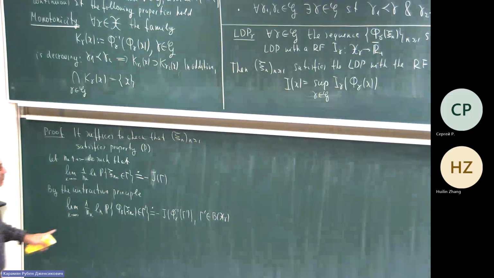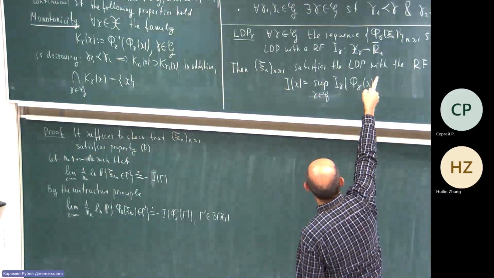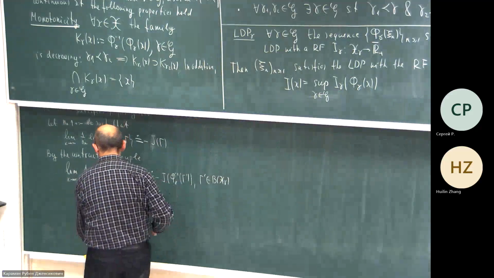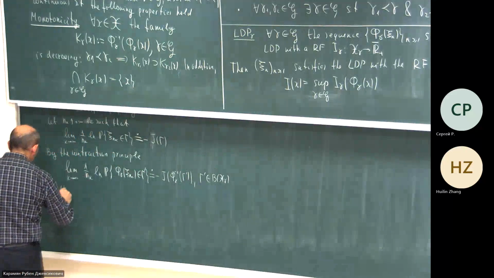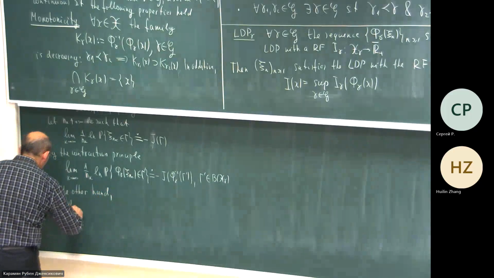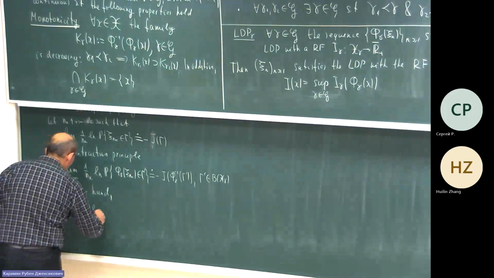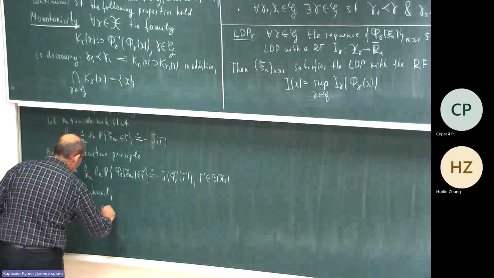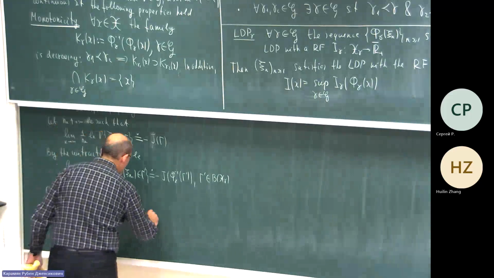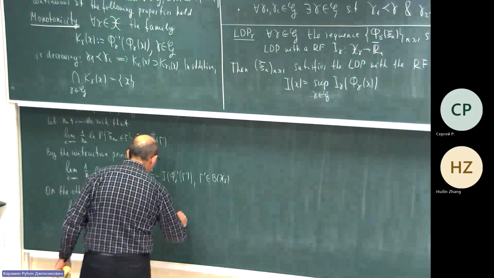But on the other hand, I know that this contracted sequence satisfies the LDP with the rate function I gamma. On the other hand, the limit without any subsequence, as n goes to infinity, of 1 over n logarithm probability that phi gamma of psi n belongs to this gamma prime is equal, with a dot, to minus I gamma of gamma prime.